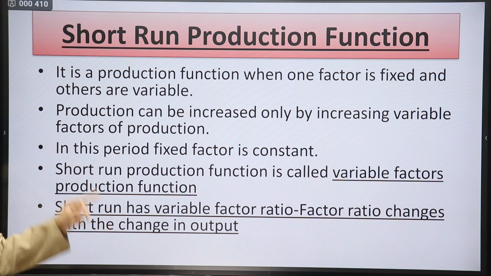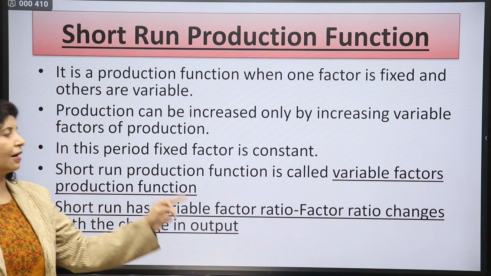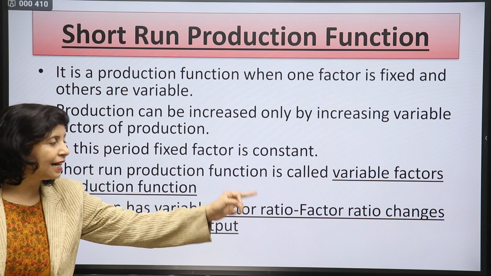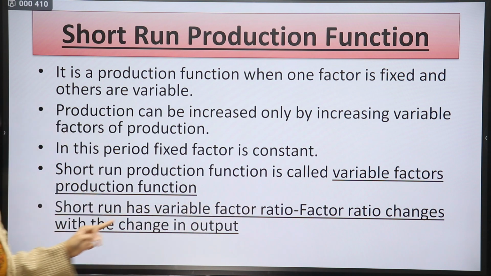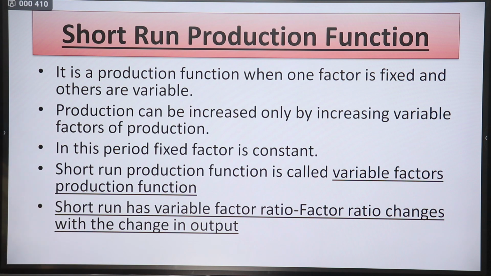That's why it is called variable factors production function. Why? Because only variable factors can be changed to increase production. That's why the short run production function is called variable factors production function. Then short run has variable factor ratio. That's why it is called factor ratio changes with the change in output. Here factor ratio changes with the change in output.